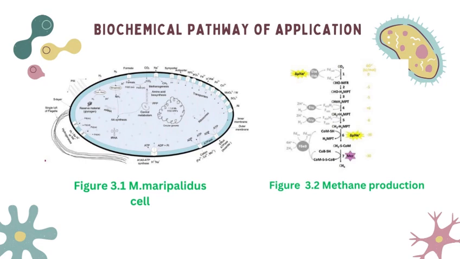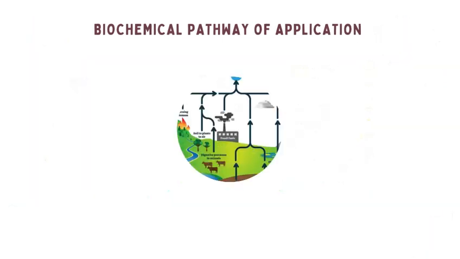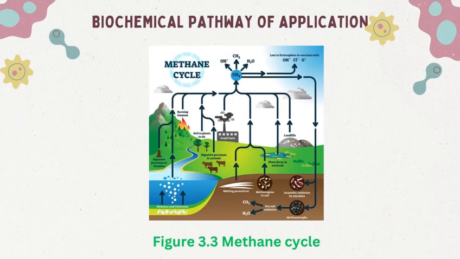Now, we are going for biochemical pathway of applications. As you can see in the slide, Figure 3.1 is Methanococcus maripaludis cell. Figure 3.2 is methane production, which focuses on methanogenesis. Next, Figure 3.3, methane cycle. This picture shows various sources for the production of methane.